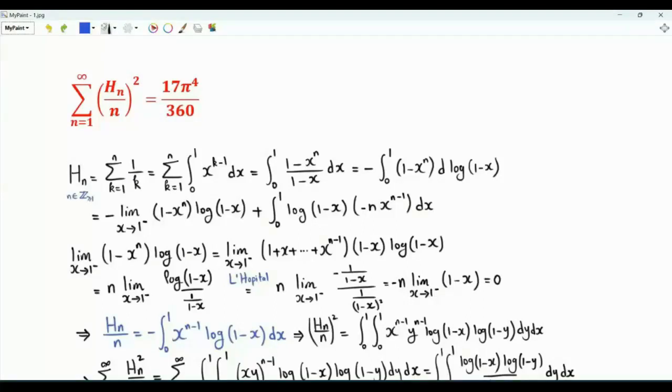We are interested in this summation, the sum over n from 1 to infinity of the square of the nth harmonic number divided by n squared. We want to show that this sum is 17 pi to the power 4 over 360. The nth harmonic number, H_n, is the sum over k from 1 to n of 1 over k. This is 1 over 1 plus 1 over 2 all the way to 1 over n.